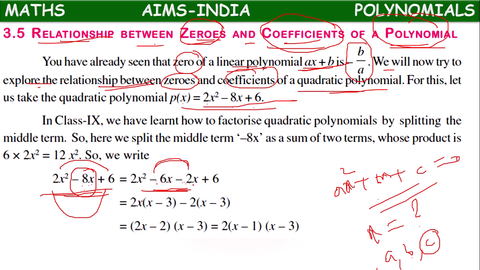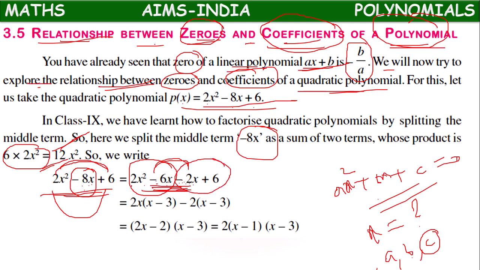x into x is 12x square, here 6 into 2x square is 12x square. So the middle term minus 8x is split as minus 6x and minus 2x, whose product is equal to 12x square. Let's make the first two terms one group, and the next two terms another group.